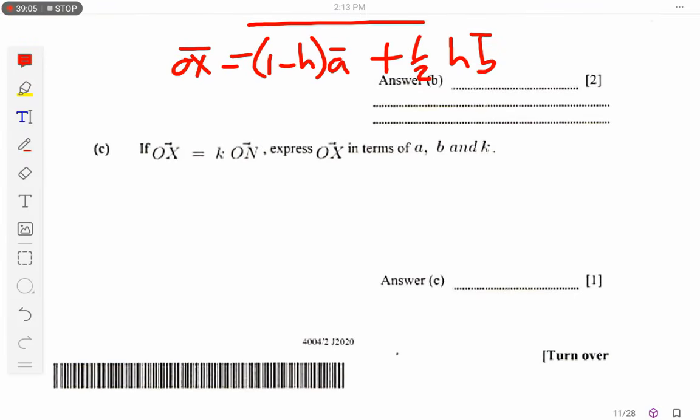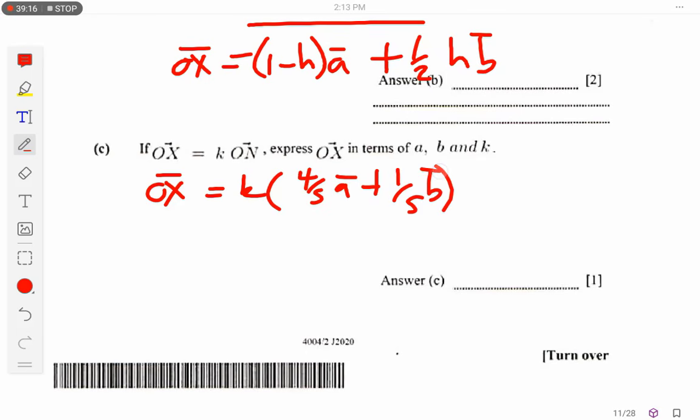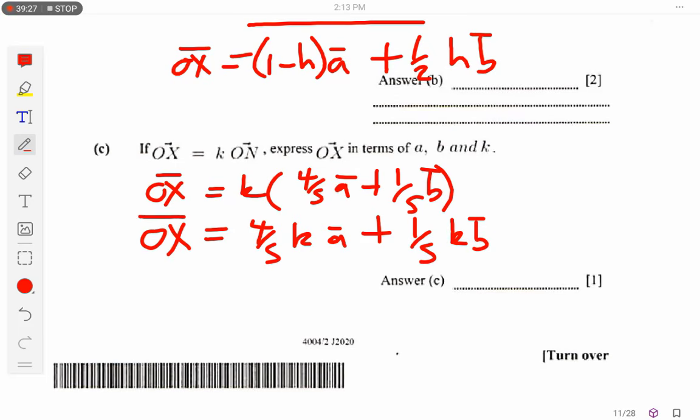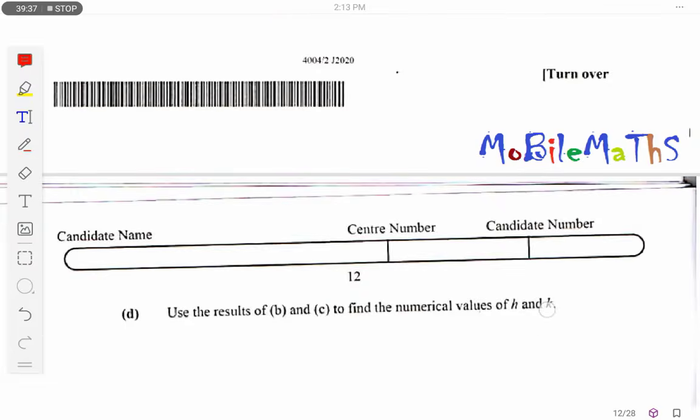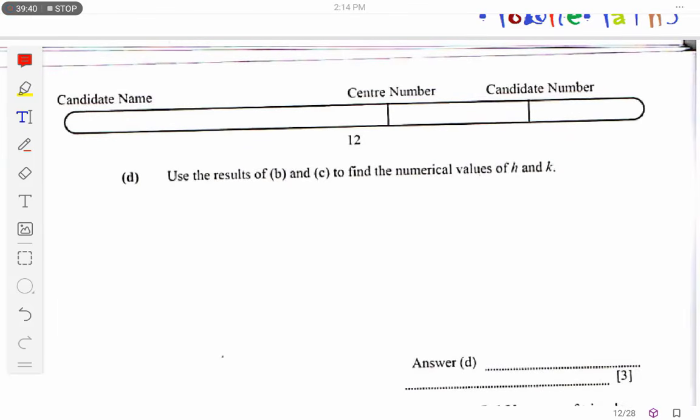So let's just write it. Our OX is equal to K by 4 over 5 A plus 1 over 5 B, like that. So we're getting 4 over 5 KA plus 1 over 5 KB, like that. So this is another expression of our OX. Then from this question, they will ask you to find the value of H and K. Okay, let's see. Yeah, you see, this is why I was saying they are going to ask us. This is the question here.